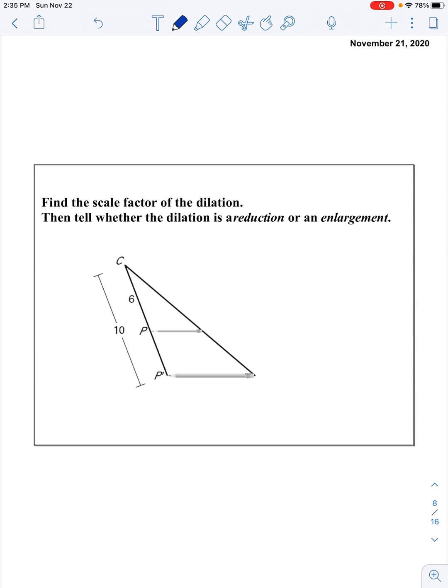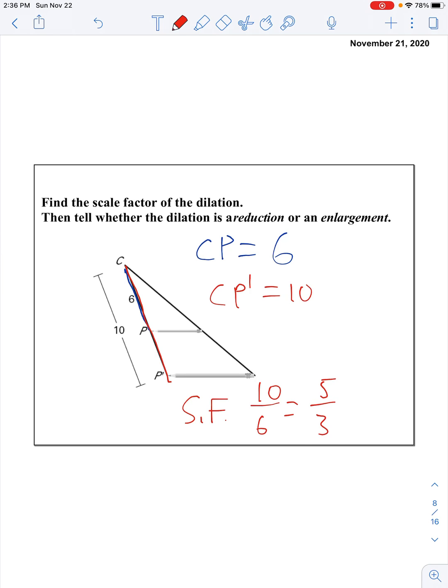It says find the scale factor of your dilation, then tell whether it is a reduction or an enlargement. So we have two segments here. We have C to P, which is right here, and C to P is 6. And then we have our C to P prime, which is the longer segment that's here, which is 10. So to find your scale factor, it is new over old, so it is 10 over 6. And then just like we do with all of our fractions, we reduce it. So we get a scale factor of 5/3, which would make it an enlargement.